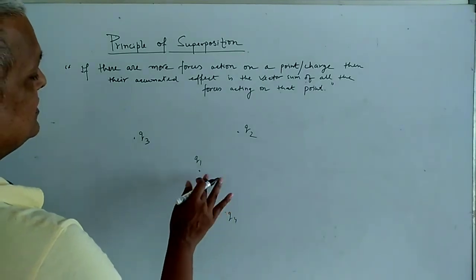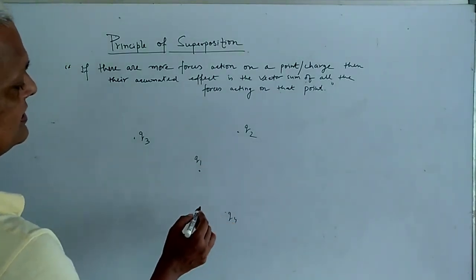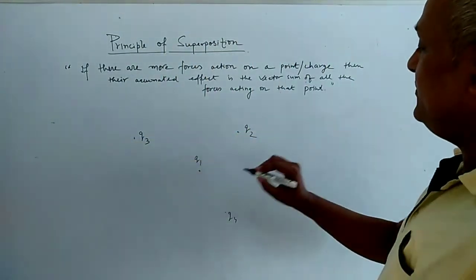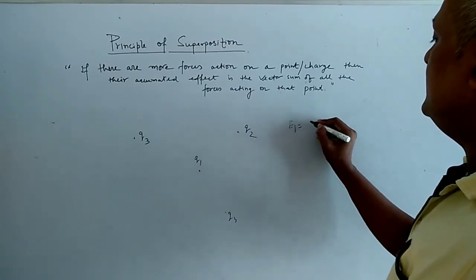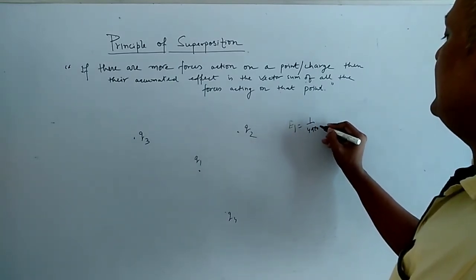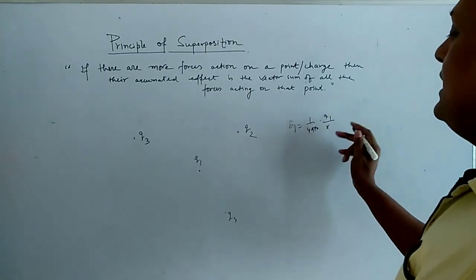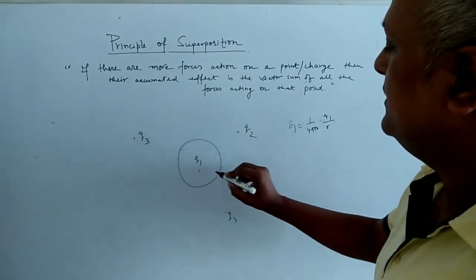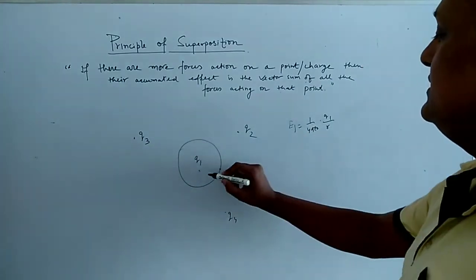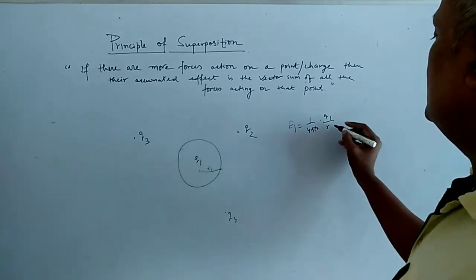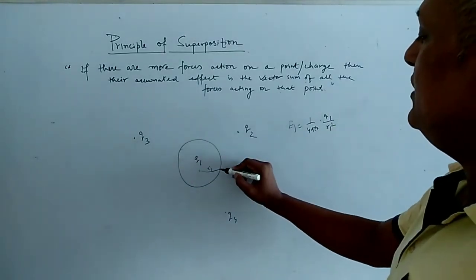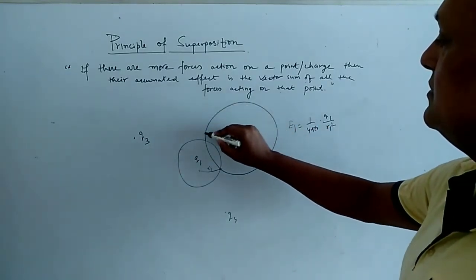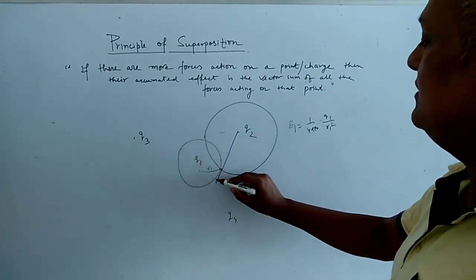suppose I call the electric field due to this one E1. Electric field due to the charge 1, E1, is 1 by 4 pi epsilon naught q1 upon r1 square. It's where you want to consider. Suppose taking this as a center, I say here at this point I want it, then this radius is r1, so this is r1 square. Now again I am considering this point, and you have to draw a circle like this to find the electric field at this point.